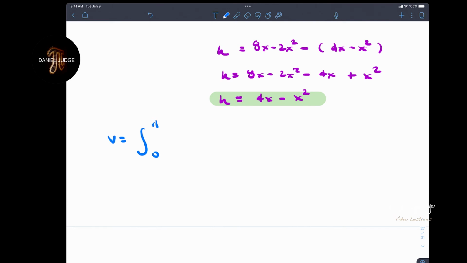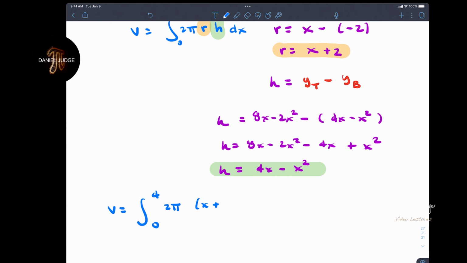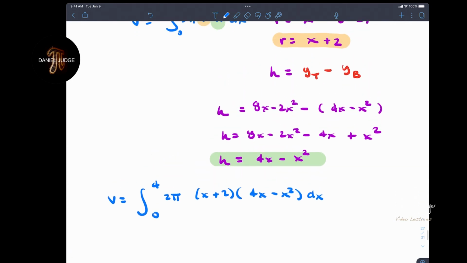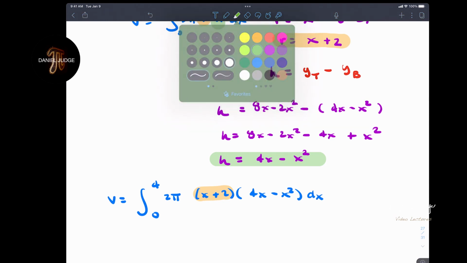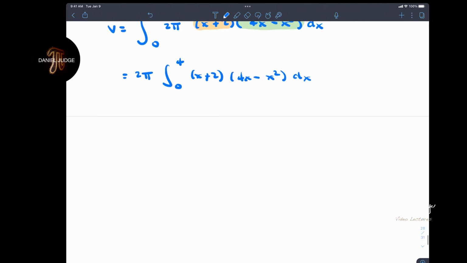So this is our volume now. The integral from 0 to 4, 2 pi r, x plus 2, h, 4x minus x squared. So you have the radius and you have the height. Okay. 2 pi integral 0 to 4, x plus 2, 4x minus x squared. So you're going to use some algebra here.